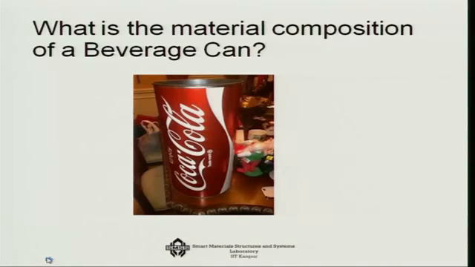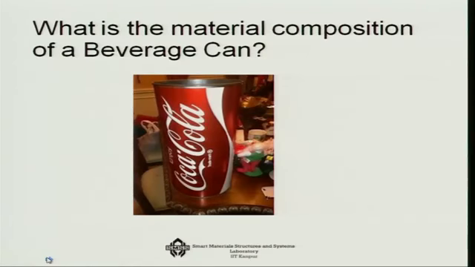Before starting that, I would like to ask you a question: what is the material composition of this beverage can? Let us say this is a Coke can. So, what is the material composition of the can? You can guess what the various possible materials are.